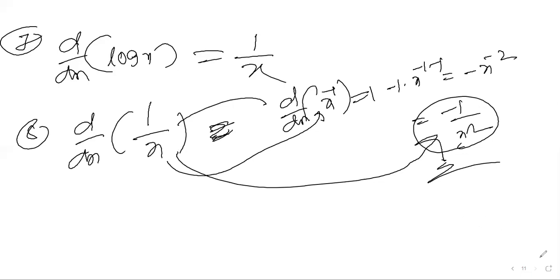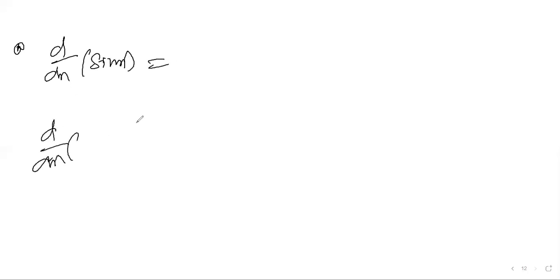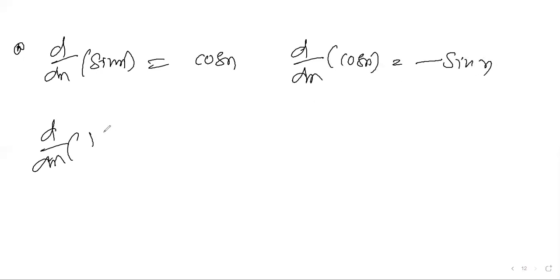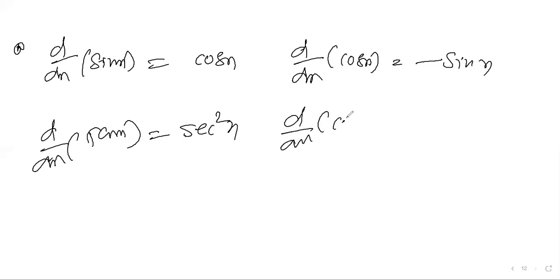This is level 1. Level 2 I'll try to explain. D by dx of sin x, answer how much? Cos x. Very good. D by dx of sin x is cos x. Then d by dx of cos x is minus sin x. Good. D by dx of tan x is secant square x. Good. D by dx of cot x is minus cosecant square x. Very good.